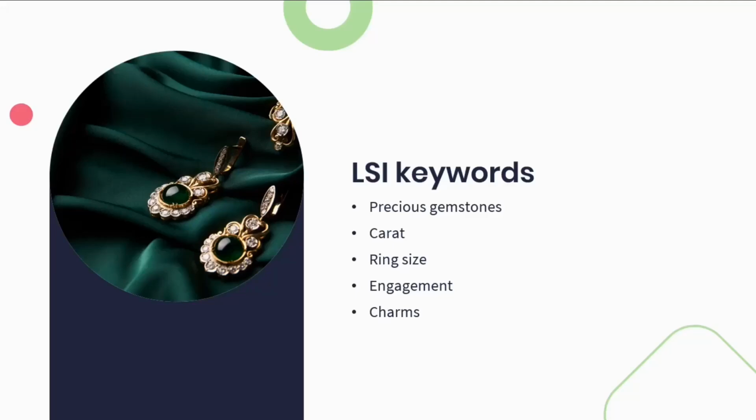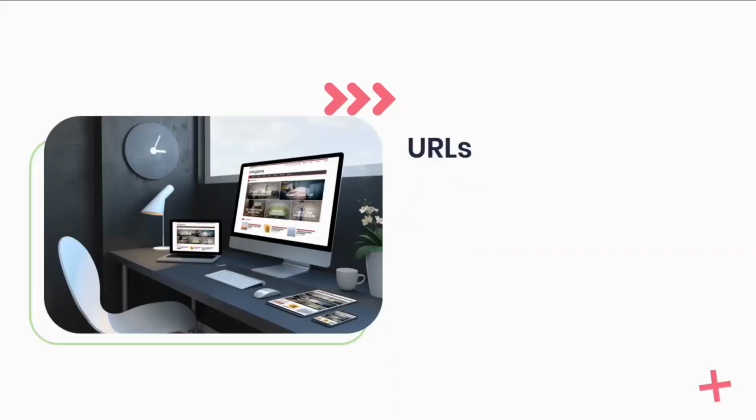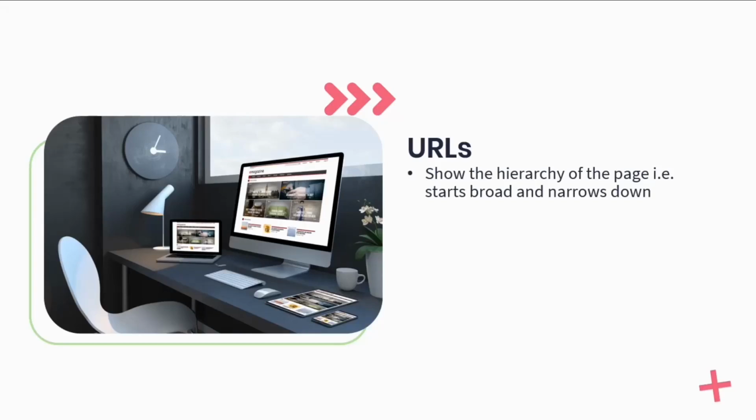The next thing that you need to understand is, where are these keywords found on a website? It's not just in the content of a 2,000 word article, for example. They are, or should be, in many different places. The first place would be a URL. And it is so important to include main keywords and even LSI keywords in your URLs. It shows the hierarchy of the page. So for example, it starts broad and it narrows down.